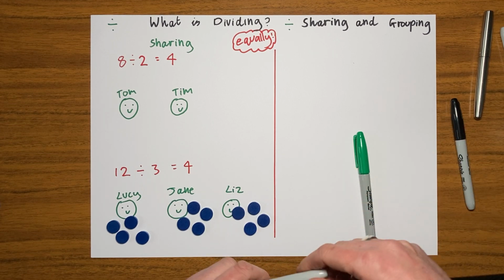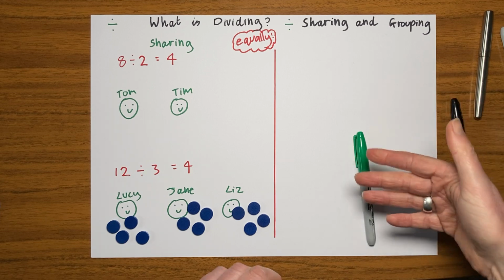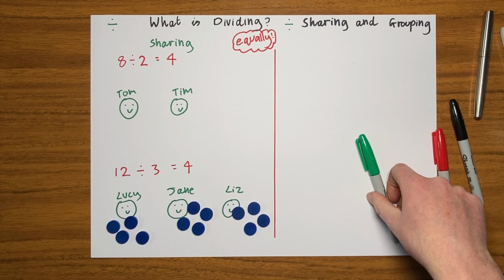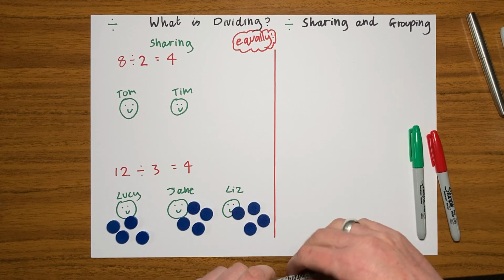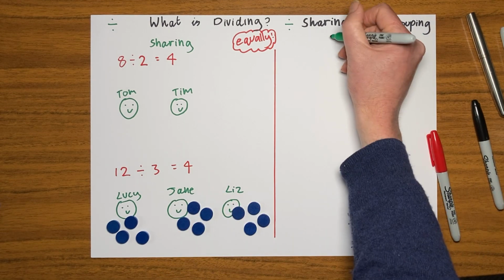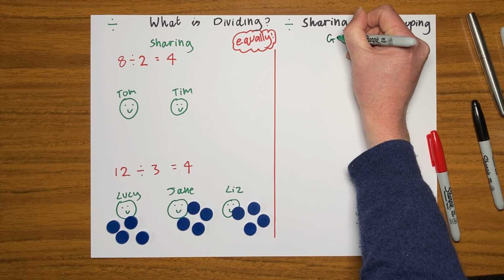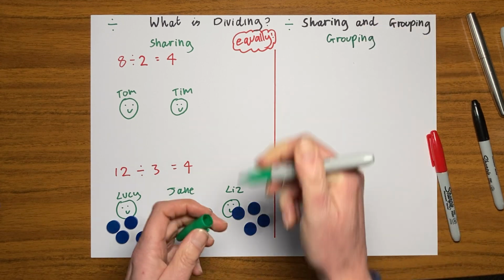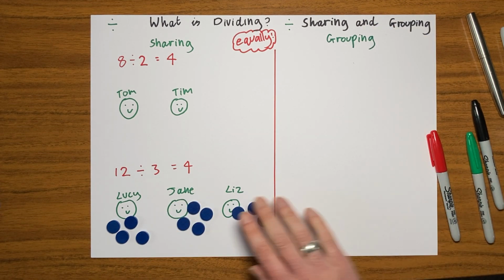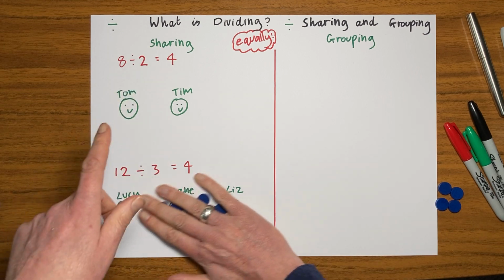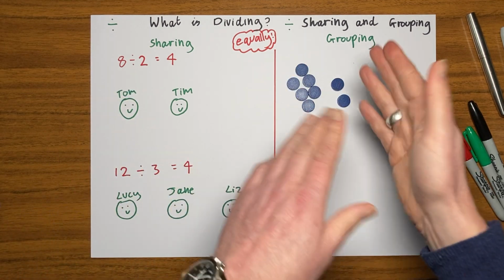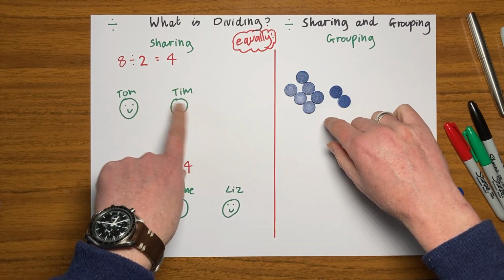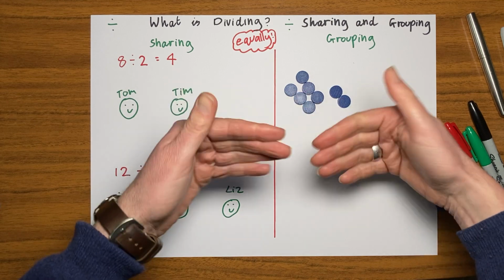But we can also look at dividing as grouping, and this becomes really useful when we come to actually solving how to do dividing, which I'm going to show you in another video. So let's write grouping up here. I'm going to show you exactly the same numbers. What I'm doing here is I'm going to put these counters into groups. So let's go back to the 8 that I've got here. Instead of sharing them between two people, I'm going to put them in groups of 2.